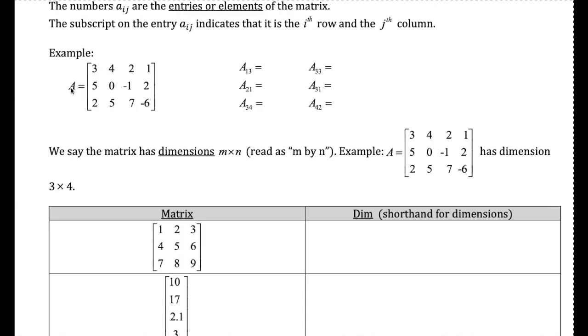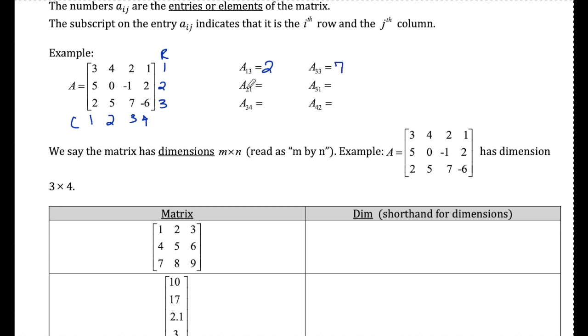So here is my matrix. This matrix has 1, 2, 3 rows and 1, 2, 3, 4 columns. So if I'm looking for the element A13, I'm looking for the element in the first row and the third column. So in the first row and the third column, the element there is 2. For A33, I'm looking in the third row and the third column, so that's 7.